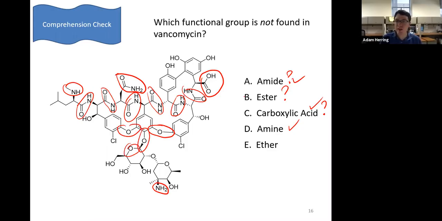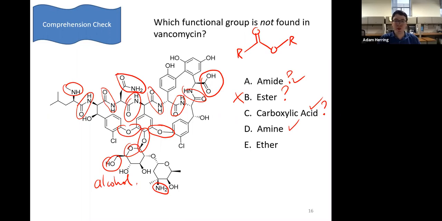So we are missing the ester. Ester functional group looks like what you have there. Now, there is another functional group that we didn't talk about. That is the alcohol.